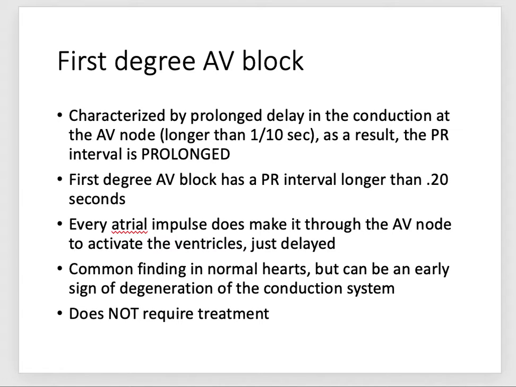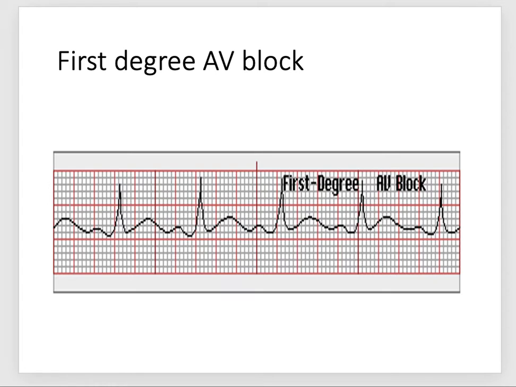Okay, so let's go through this. So first degree is characterized by a prolonged delay. The PR interval is greater than 0.20. Every atrial impulse makes it through. It activates the ventricle. The only thing you want to know about your first degree is that there's a slight delay between the SA node moving down to the AV node and from the AV node moving down to the ventricle. And what that looks like on the EKG is a PR interval, prolonged, delayed, greater than 0.20, right? That's what you're going to remember. So this PR interval is the same in each of those. We call that a first degree.